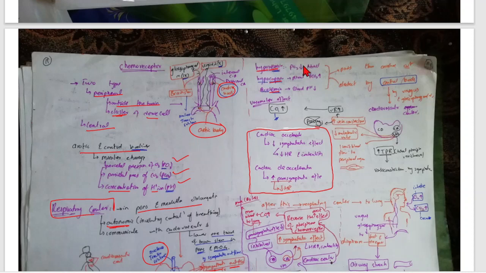Now if the partial pressure of oxygen decreases in the arteries, that is called hypoxemia. If the arterial carbon dioxide partial pressure increases, that is called hypercapnia. Another thing is acidemia, when the blood pH decreases.